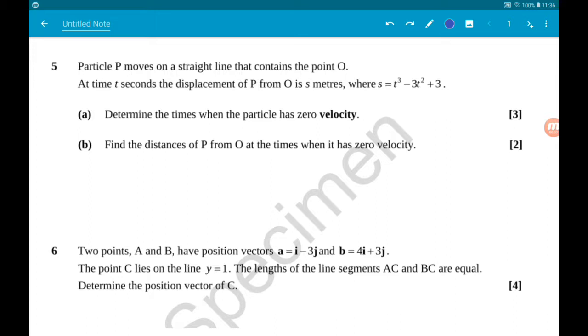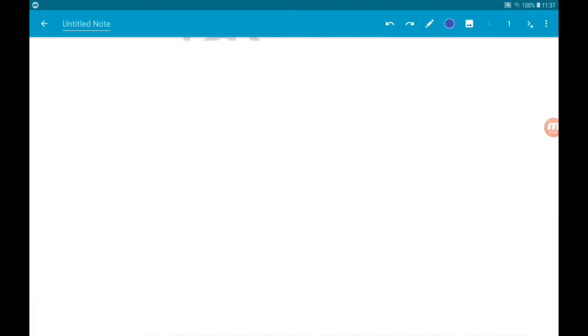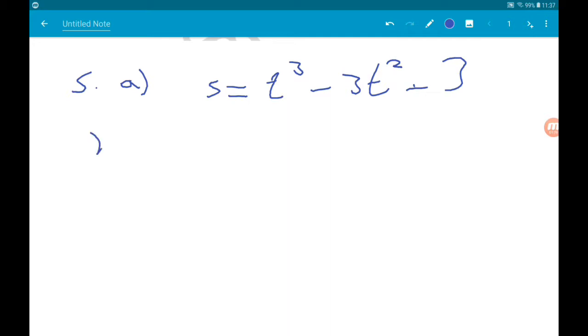Okay, so velocity is the rate of change of displacement over time. So what we need to do first of all is find an expression for the velocity. So s is t cubed minus 3t squared add 3. Now velocity is the derivative of displacement with respect to t. So that's going to give us 3t squared minus 6t.